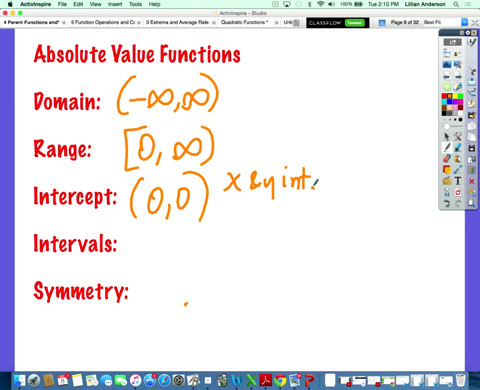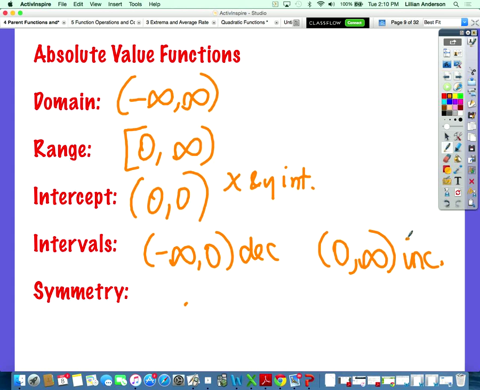Is it decreasing anywhere? Yes. From where, Tiffany? From negative infinity to 0 is decreasing. And what's happening from 0 to infinity? It's increasing. Think about it, reading from left to right. I go down and I turn up, and that's how I make the V. And the last bit, symmetry. Is there any? It is symmetric about the y-axis, which means it is an even function. Absolute values are even functions, apparently.